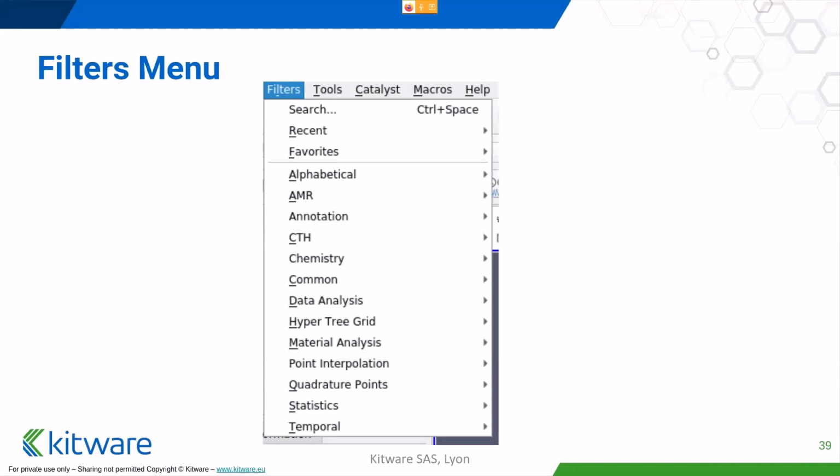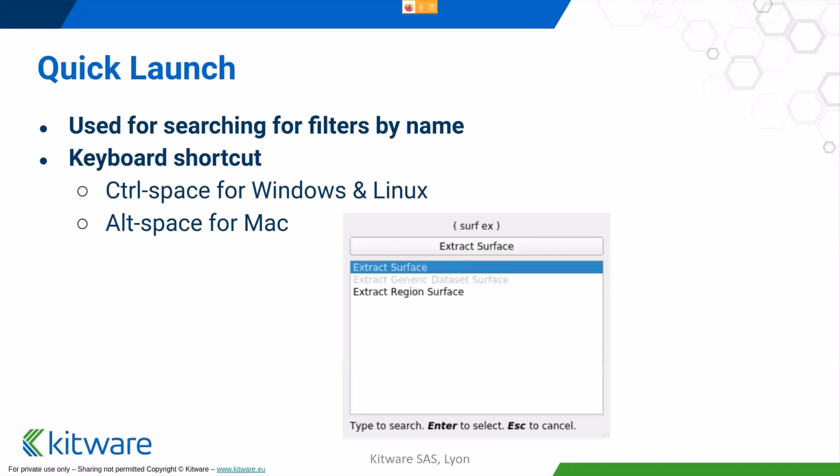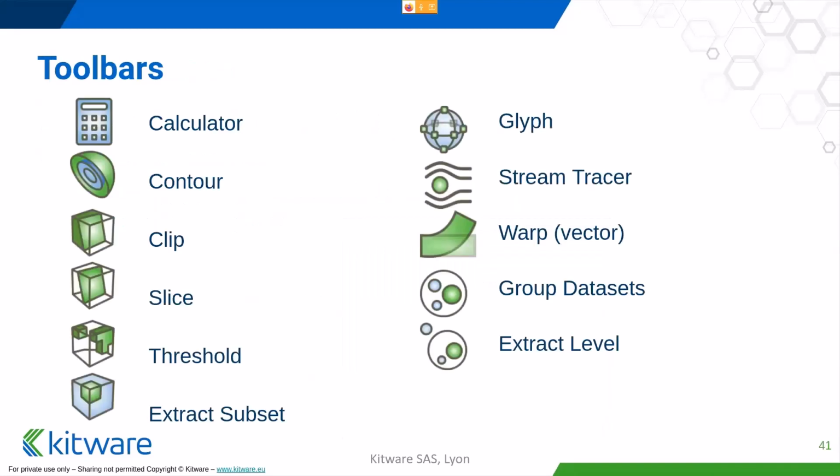How do you find filters? In the filters menu or by using control space, as I talked about before. Control space or alt space on macOS will let you write the name of the filter you're looking for. There is also the command filter toolbar, where you find all these filters here, which are basically the filters that are being used 99% of the time. So usually you don't even need to go to filters, you can just click on the toolbar.